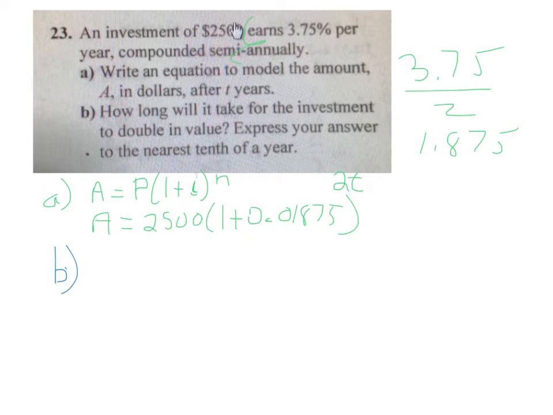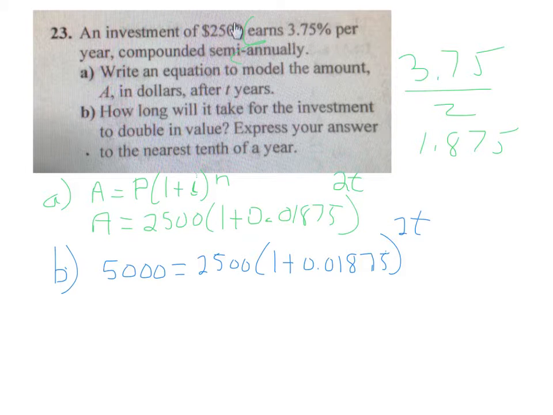So, excuse me, B. How long will it take for the investment to double? So if it doubles, that means the amount that we have now is 5,000, and we started with 2,500. And we know this part of the equation, and we can write that as 1.01875 instead of having to write the plus, and then it's to the exponent 2t. So if we rearrange the equation, I'm going to bring the 2,500 over to the other side and divide, so I'll end up with 2, and that's because we're doubling the amount. And that equals 1.01875 all to the 2t.